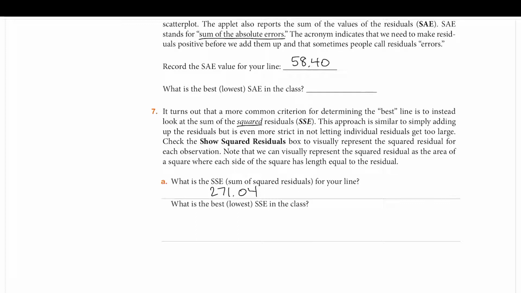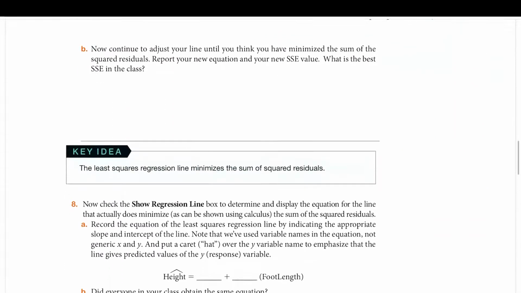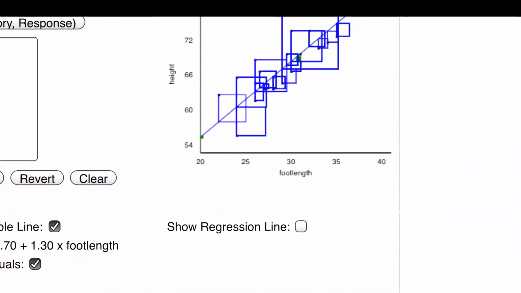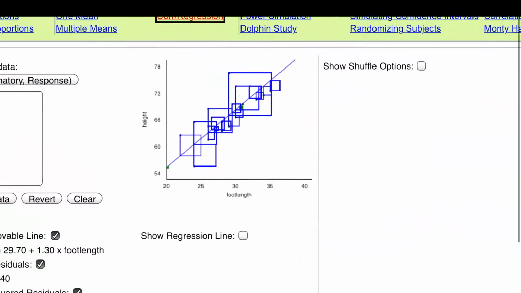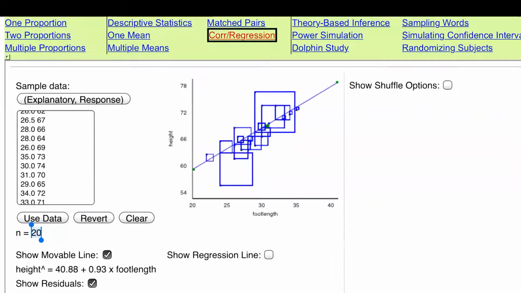Okay, and so the squared residual takes the residual distance from the point to the line and makes that the side of a square, and then shows you what the square looks like. And each of those squares has an area, and we sum up those areas to get this thing called the SSE. And that is how we're going to measure how good our line is. So part B says, now continue to adjust your line until you think you have minimized the sum of the squared residuals.